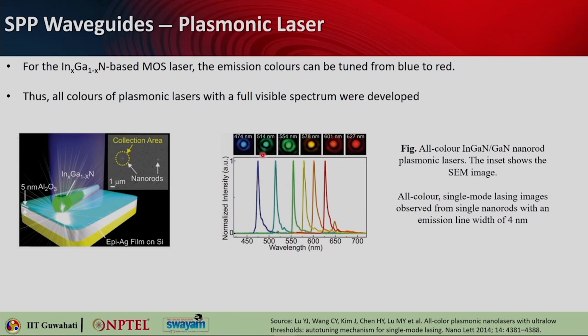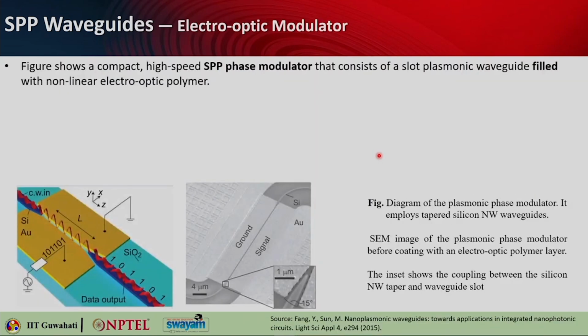So what do you have to change? You have to change the size of the nanorod, and that will allow you to get different colors out of it. You can also make an electro-optic modulator based on these SPP waveguides. This was the structure that we have briefly seen before. Here it shows a high speed SPP phase modulator.